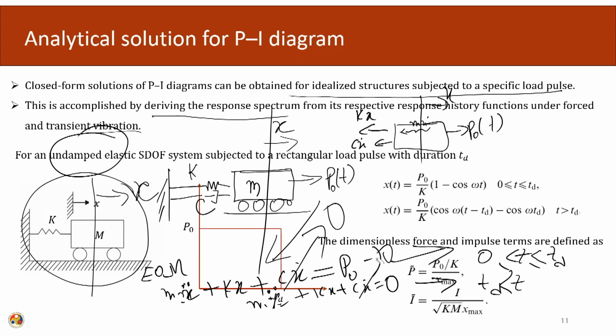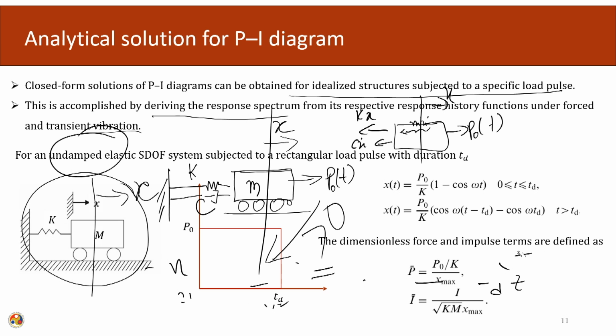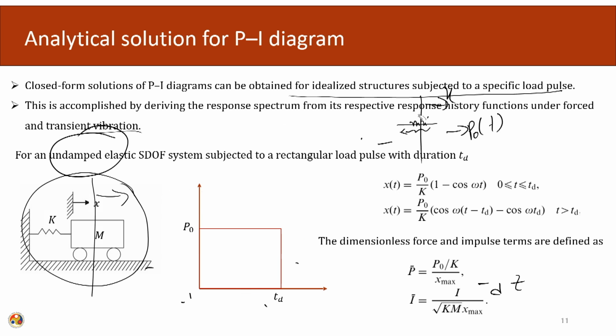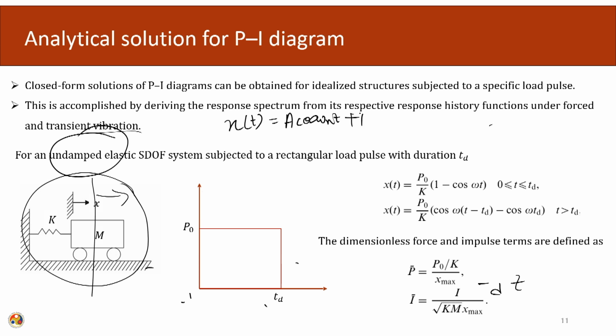If the damping goes to 0, then the response of the system is broken down into two parts. It is represented by the steady state response and the transient response. For the first phase, the response x(t) can be written as a cos omega n t plus b sin omega n t plus P naught by k.